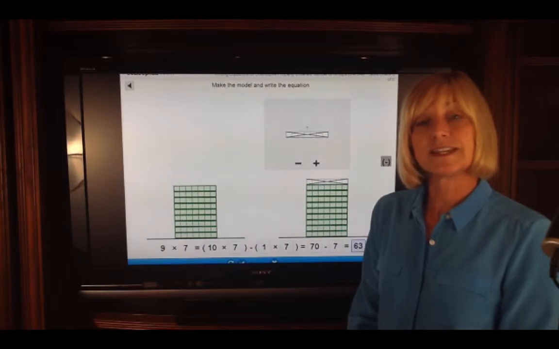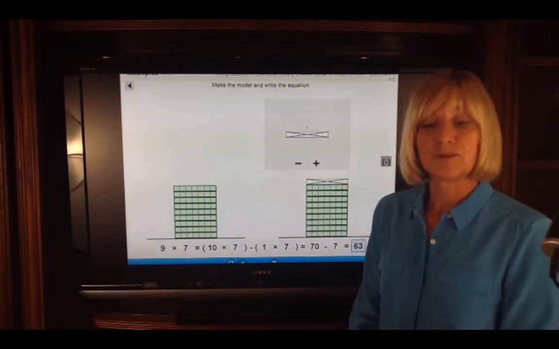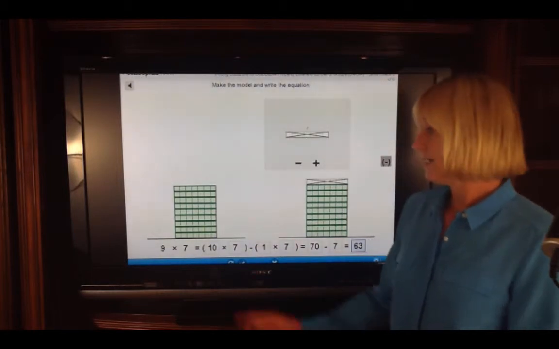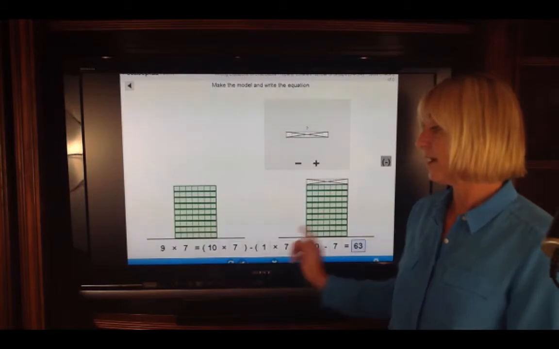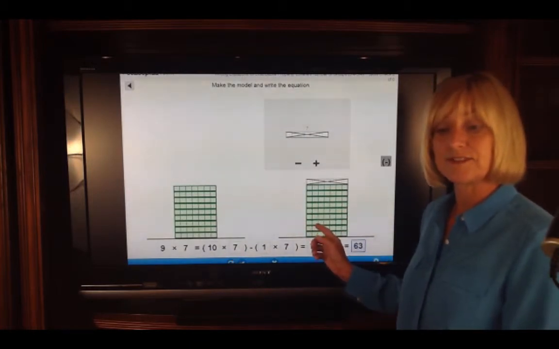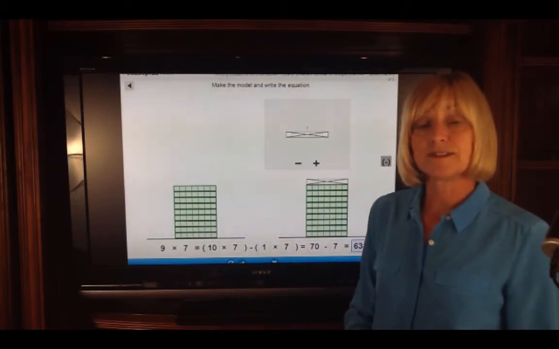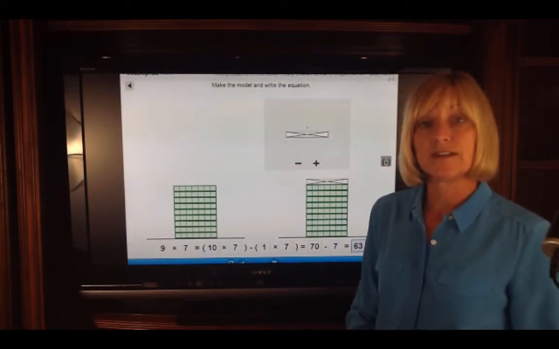They also learn that they can take away an entire group. So once again, they start with models only. They move through putting in what's in the parentheses. So if I don't know 9 times 7, I can make a representation that has 10 groups of 7 and then take away 1 group. I move through the same process of working with the parentheses first, then the partial products, and then the product.